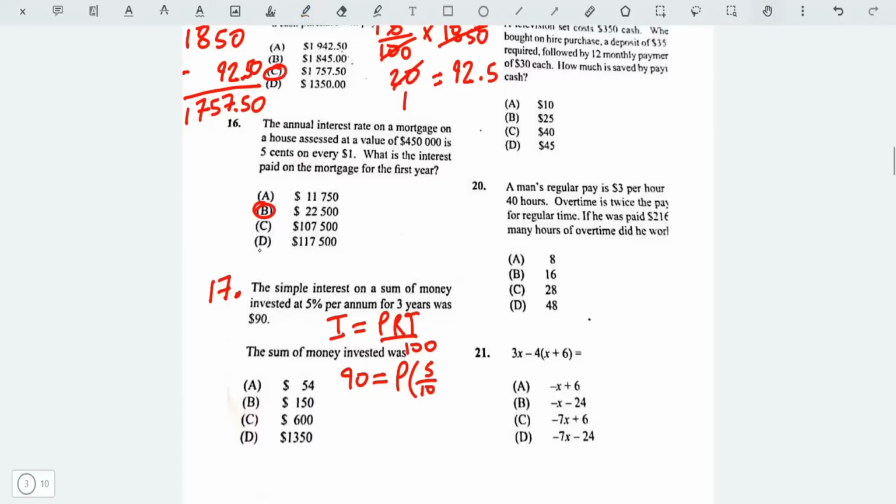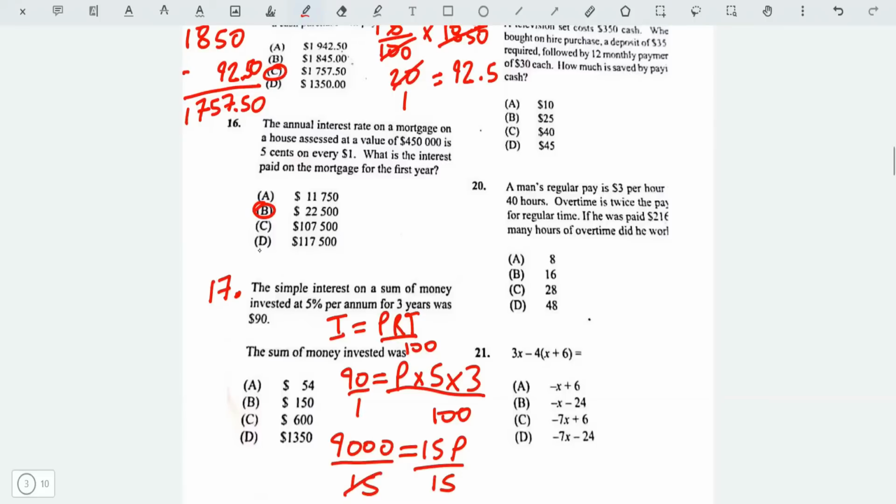Let me write this a little better. So the rate is 5%. So put P times 5. Time is 3 years over 100. All right, this is the 5 over the 100. So to make P the subject, we can cross multiply. So 90 times 100 is, add the 2 zeros, 9,000. And then 5 times 3 is 15. So that's 15P. So to make P the subject, we'll divide both sides by 15.